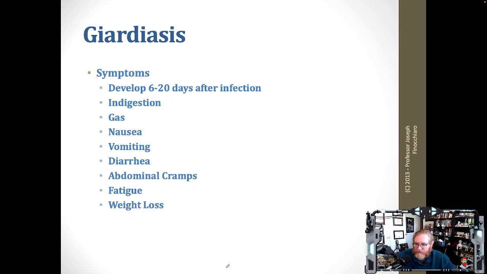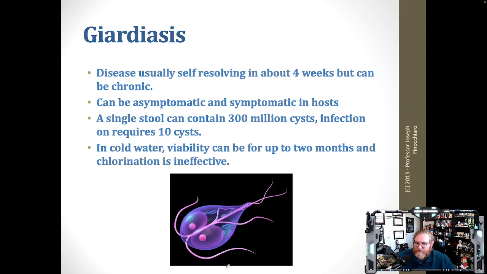Symptoms develop 6 to 20 days after infection and include indigestion, gas, nausea, vomiting, diarrhea, abdominal cramps, fatigue, and weight loss. It is usually self-resolving in about 4 weeks, but can be chronic, and can be asymptomatic or symptomatic in hosts. A single stool can contain 300 million cysts. Infection only requires 10 cysts. In cold water, viability can be up to 2 months, and chlorination is ineffective.